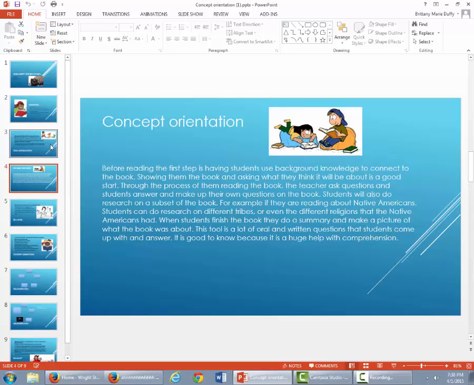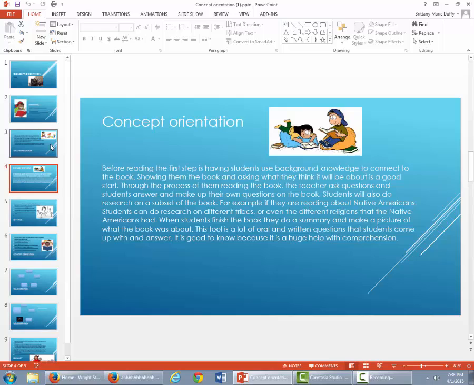They might do something more specifically. So instead of doing different tribes, doing different religions, the different religions of the tribes. So again, it's more in depth about what they're reading, and it's great with comprehension.